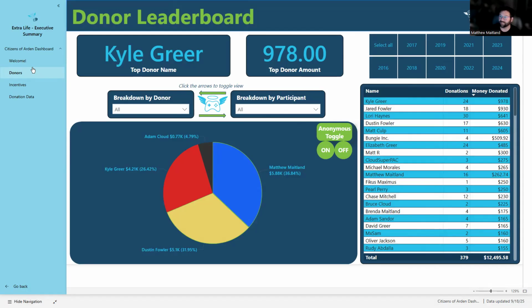However, something else that's interesting to look at, if you also take a look at this line over here that says Bungie Inc., this line right here is actually representative of four different donations that his company has matched to him that have given an extra $509. If you take one look right below that, you'll find Elizabeth Greer here with $485. That's Wonka's wife. Wonka is Kyle's nickname.